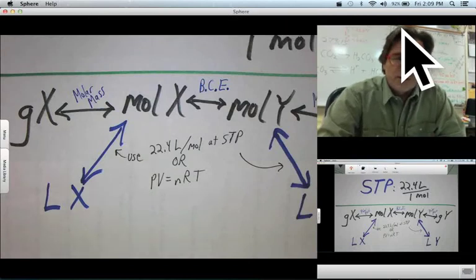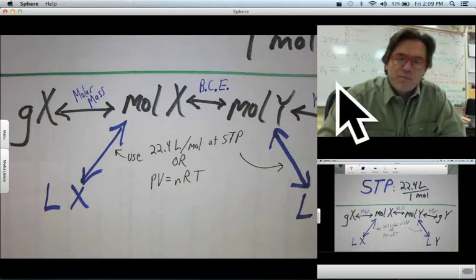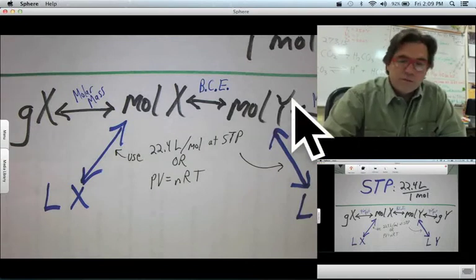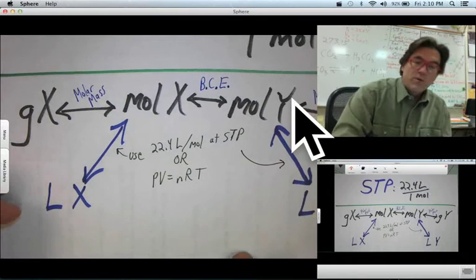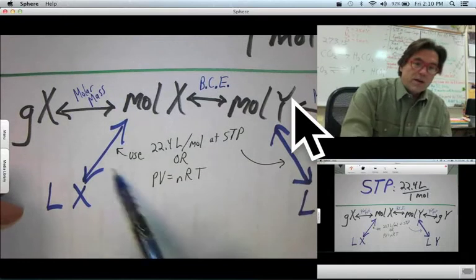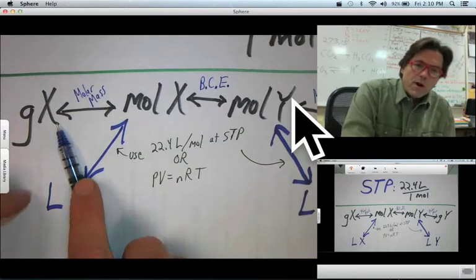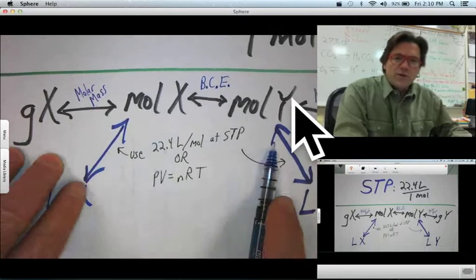Olson. Today we're going to do a gas law stoichiometry problem, which is very similar to regular stoichiometry, except it involves gases also. So we'll see. Take a look at this diagram. Grams to moles to moles to grams.